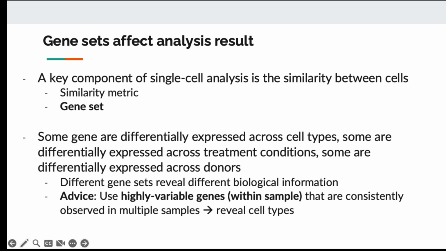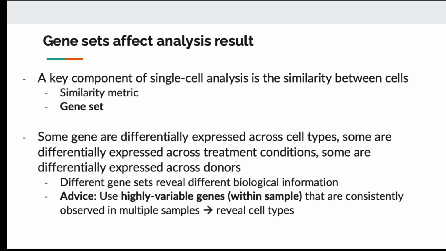So if you pick genes that are highly variable, but their variation actually came from treatment, because the treatment effect might be stronger than cell type, then your visualization is going to distinguish treatment and not cell type, because the genes you chose are differentially expressed across conditions. If you use genes that are differentially expressed across donors, in your visualization and your analysis you're going to see cells from different donors being separated. And that's not what we want.